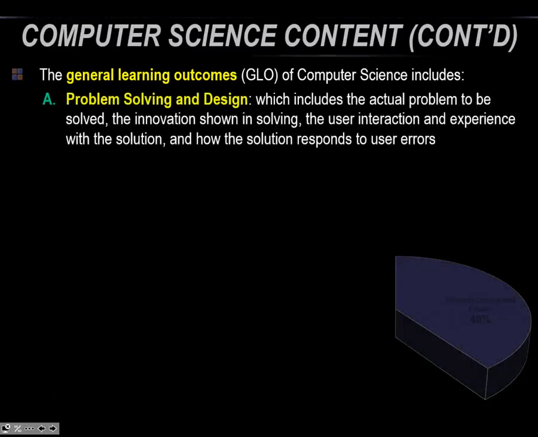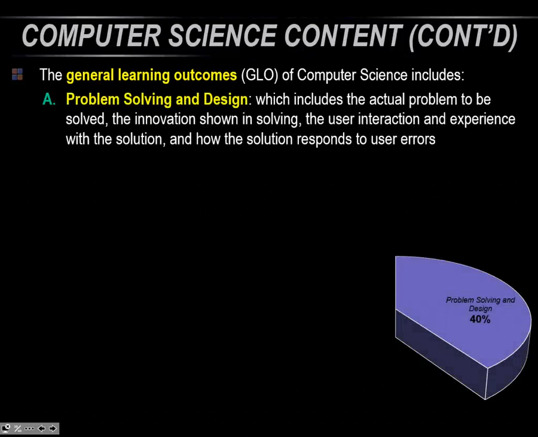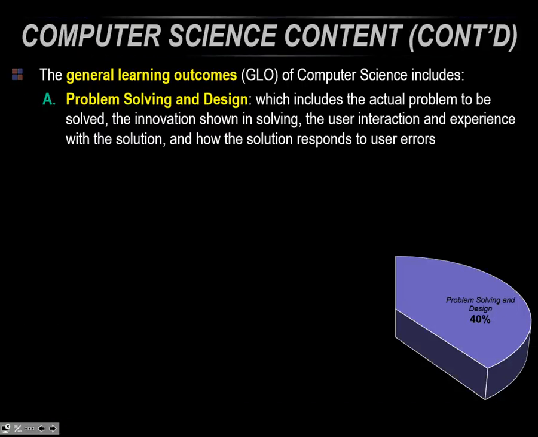1, problem solving and design. How does the actual problem get solved? What is your innovation in solving it? How does the user interact and experience the solution? And how does that solution respond to user errors? This is about 40% of what I assess on, is did you actually solve the problem?